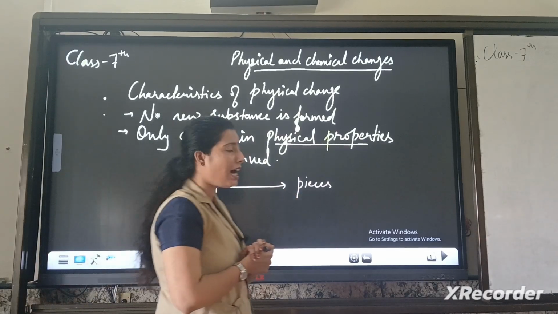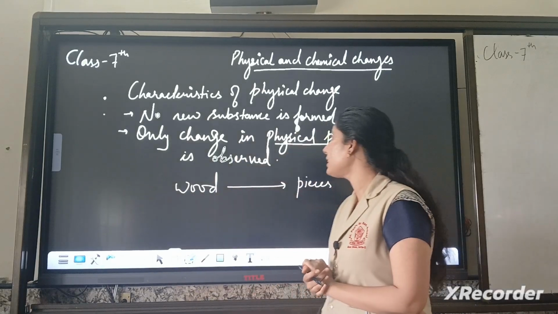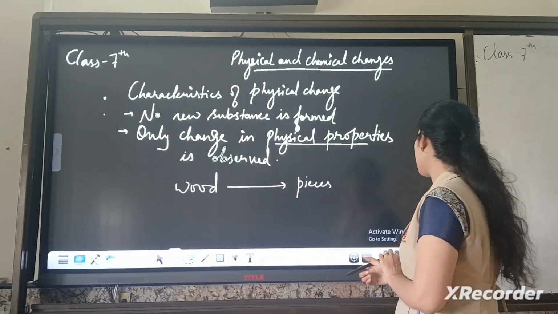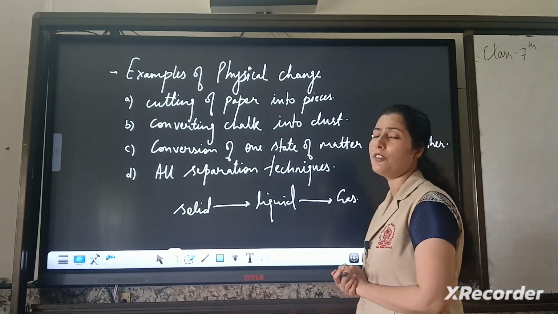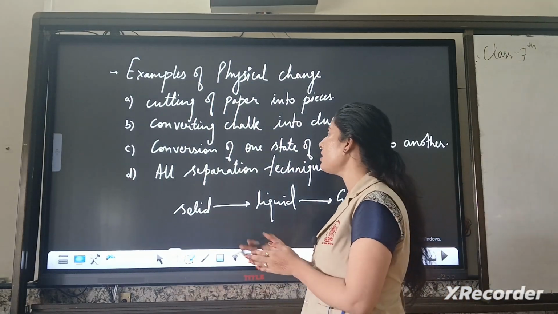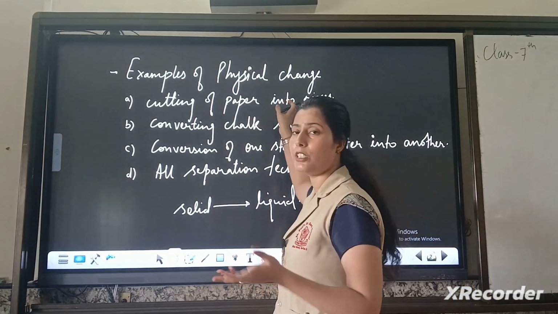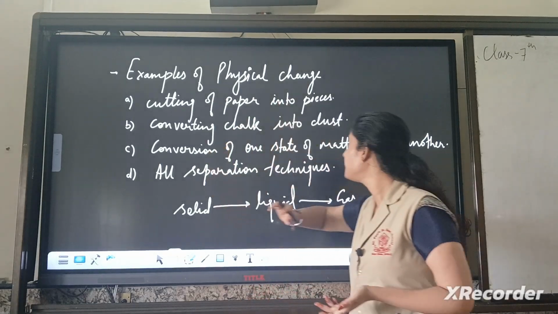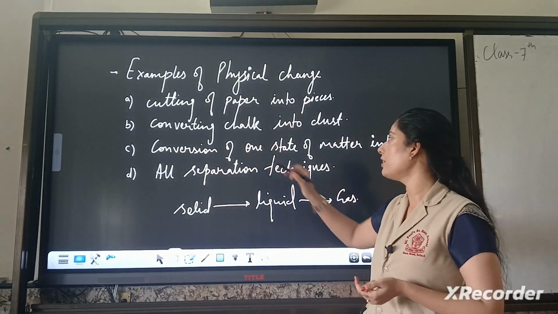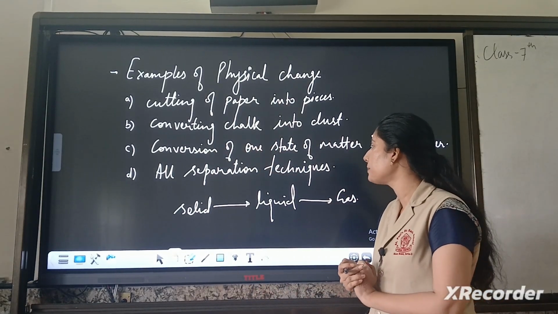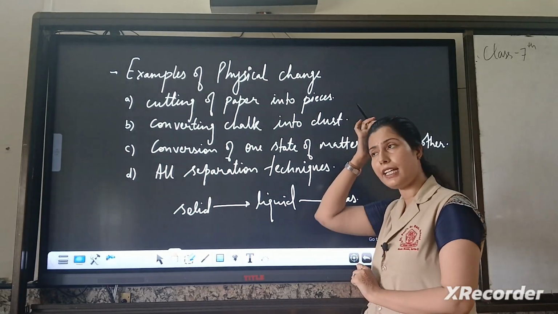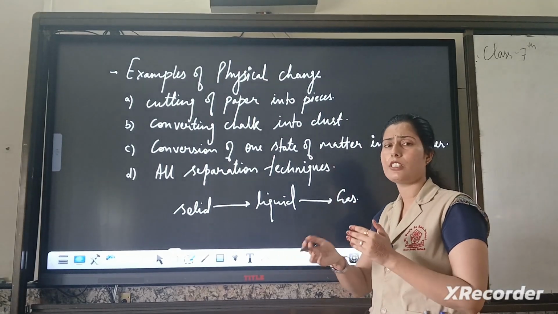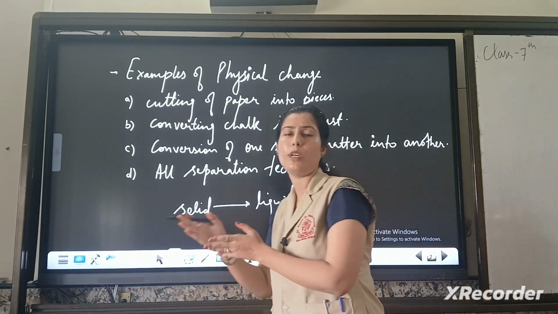Now, after explaining the characteristics of physical change, we move towards some examples of physical change. One is cutting of paper into pieces. Second, converting chalk into dust. Another is conversion of one state of matter into another state, like conversion of a solid into a liquid, or a liquid into a gas.